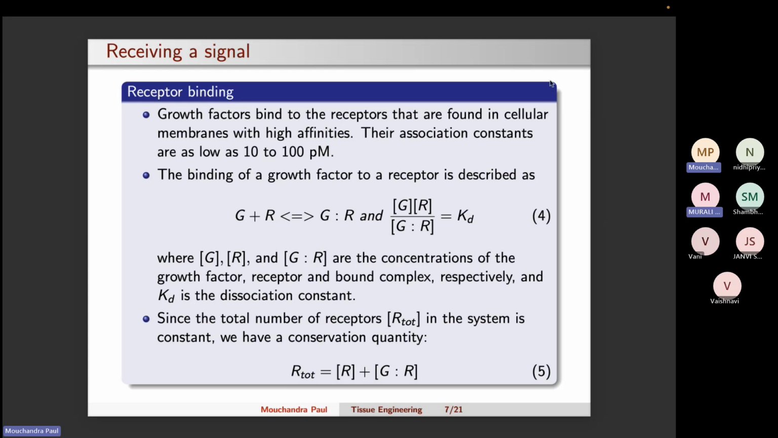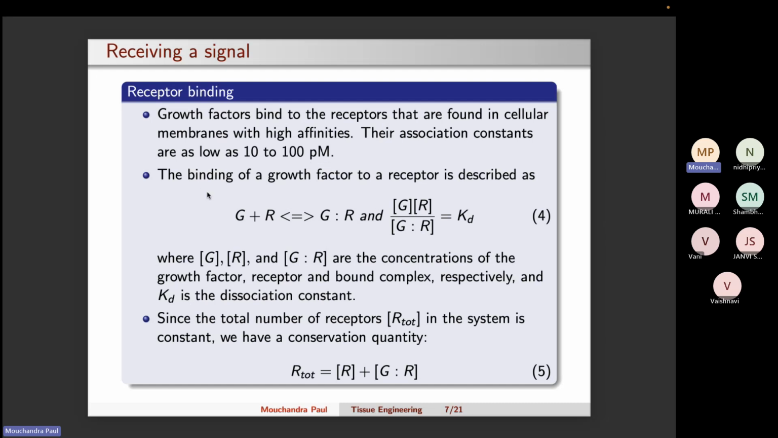Okay, great. So the next question is that we have to understand what happens at the target cell when the signaling molecule binds to the receptor. There is a ligand receptor interaction going on. The growth factors bind with high affinity to the receptors found in the cellular membranes. So there was the dissociation constant, and the opposite of the dissociation constant is the association constant. These values can be as low as 10 to 100 picomolar. So these values are very small.